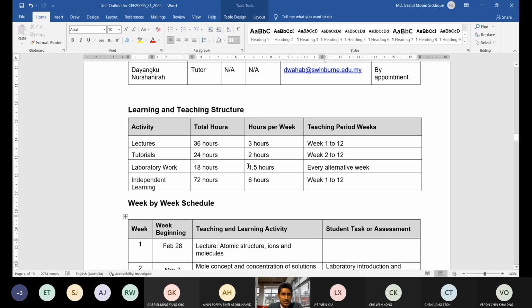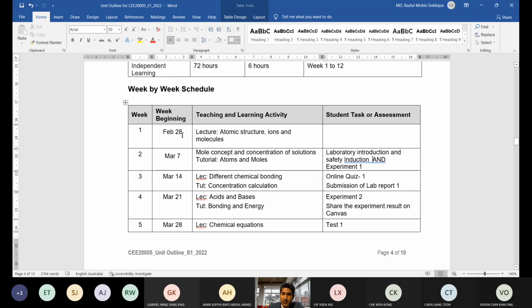So the learning structure, the lecture, we have those things. You can see it. Today is 28th February and the lecture was supposed to be atomic structure, ions and molecules, but I'll go through that later. This week there will be no lab and no tutorial. In the first week there will be only lectures.